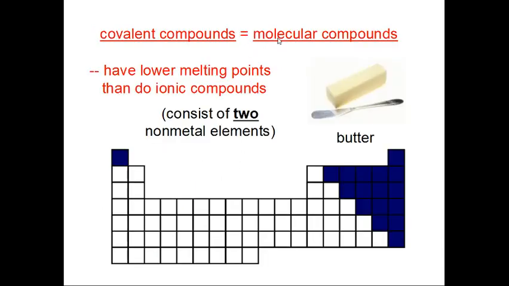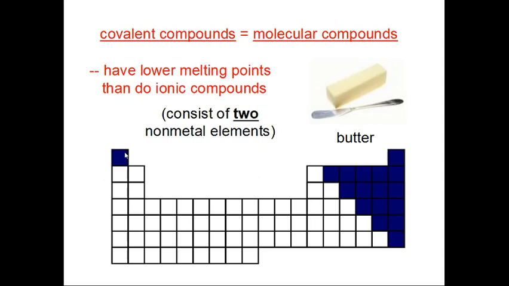Covalent compounds we call molecules or molecular compounds. They have lower melting points. Most of your organic compounds. Butter comes from fat, comes from animal products. This is a molecular compound, and so it has a low melting point. It's easy to break. And it always consists of two non-metal elements.